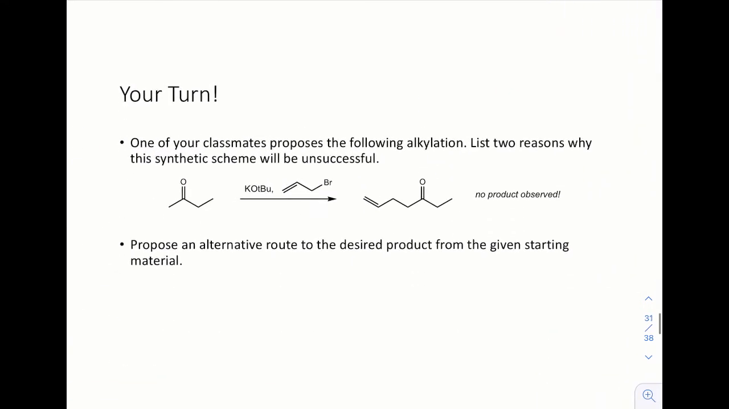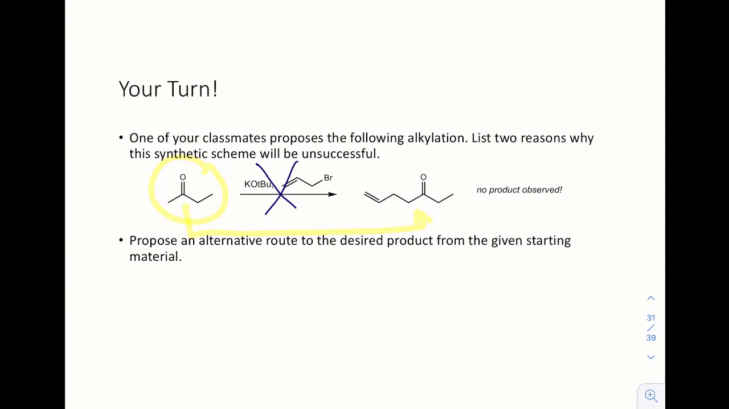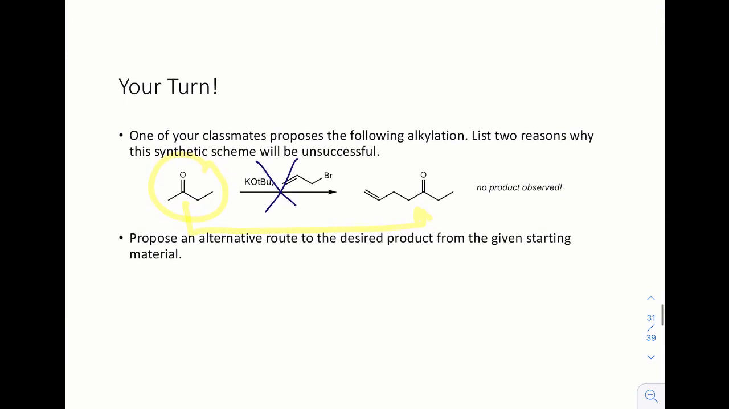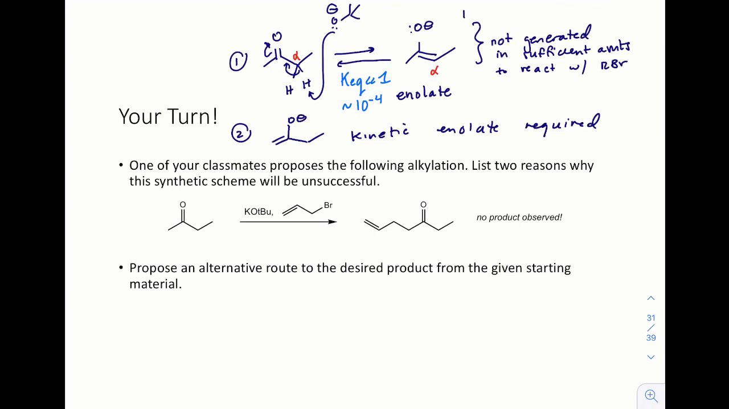So one of your classmates proposes the following alkylation. List 2 reasons why the synthetic scheme would be unsuccessful, and then propose an alternative route to the desired product from the given starting material. So you still need to go from this starting material to this product. Give it a shot. Be sure that you try this problem on your own first, at least to list the 2 reasons why the scheme will be unsuccessful. And those reasons are that the equilibrium for forming the enolate does not favor the enolate.